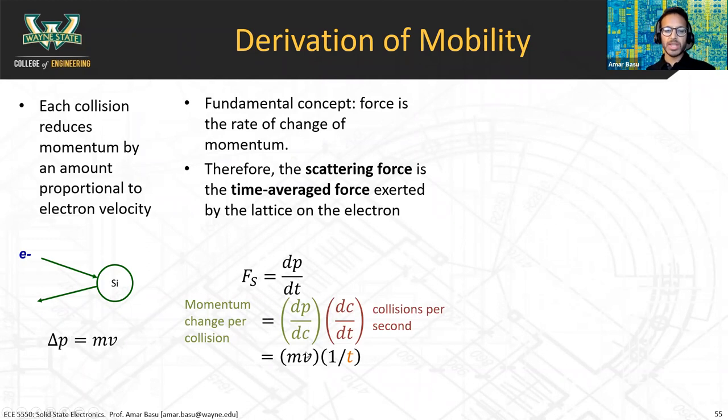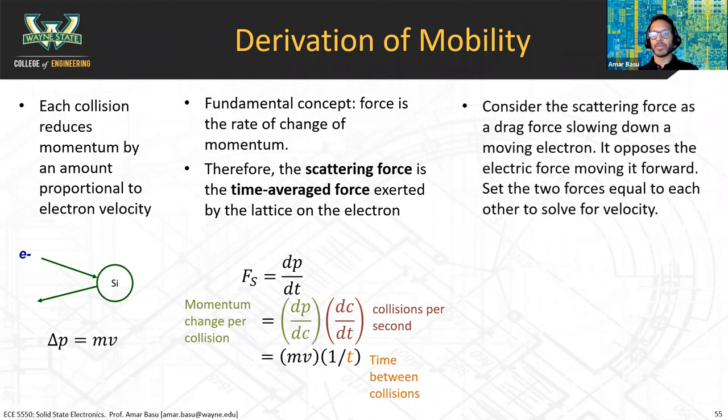So dp/dt is mass times velocity, as we found. The collisions per second is just 1/t, where t is the time between collisions, given in seconds. So this means that we have a scattering force. Now we're going to consider the scattering force as a drag force that's slowing down a moving electron. It opposes the electric force moving it forward. And we can set the two forces equal to each other to solve for the velocity.